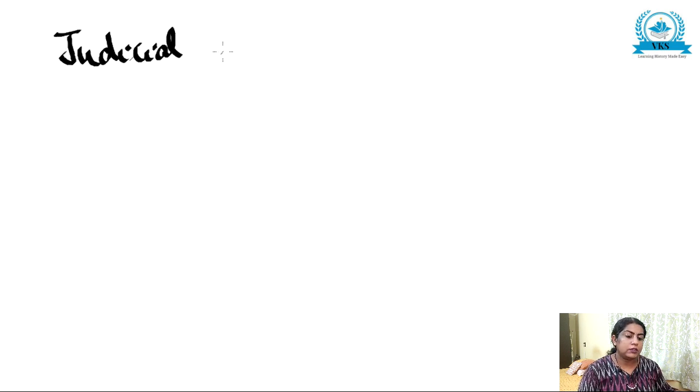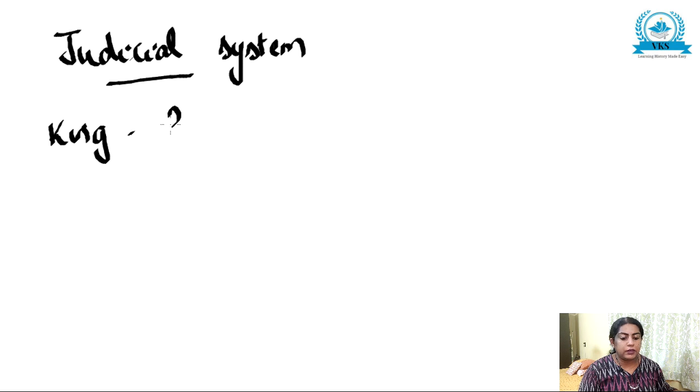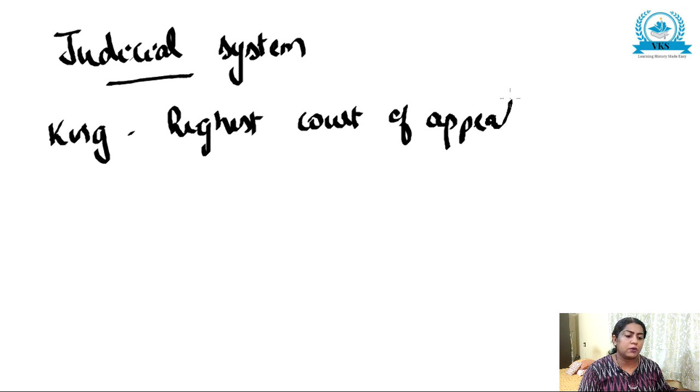Judicial system. This will be the last subheading. King was the highest court of appeal. As I said again, king was a sole head. In military also he was a head. In judicial system also king was the highest court of appeal.